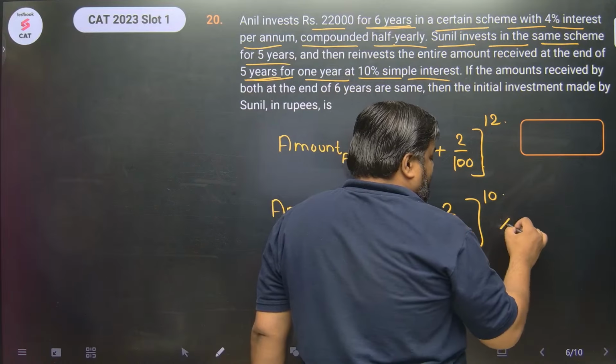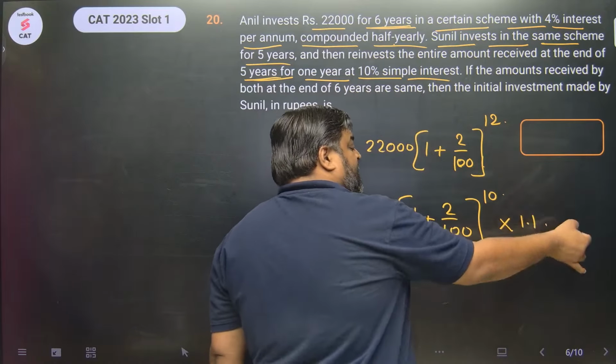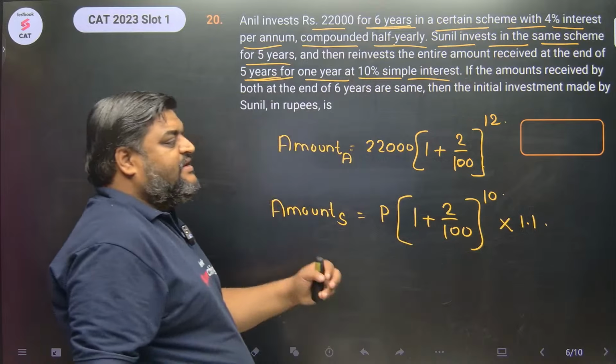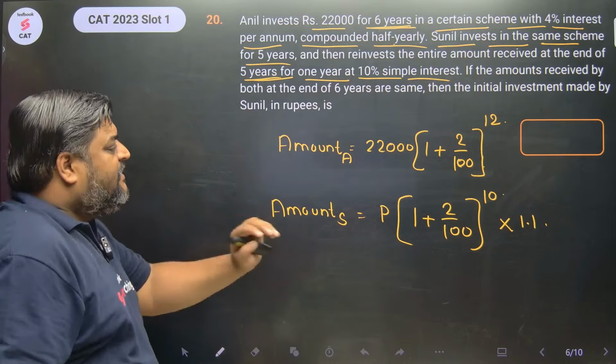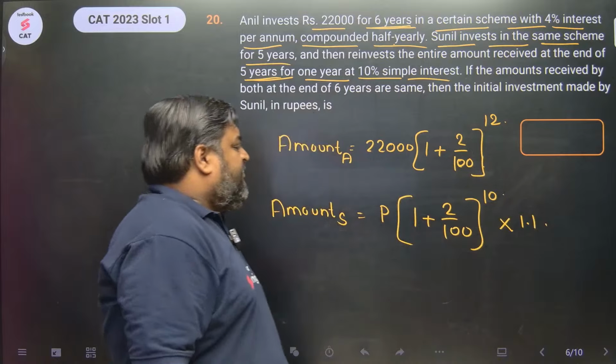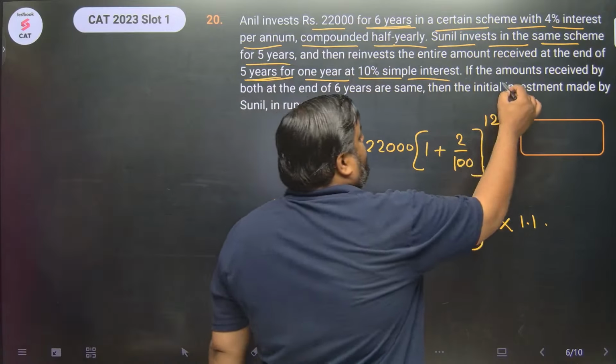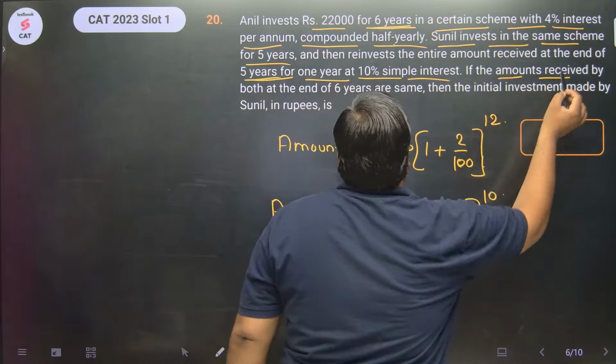And for the 6th year there is simple interest of 10%, so for the 6th year I have to multiply it by 1.1. For the 6th year, the amount at the end of the 6th year will be more by 10%, so we'll have to multiply it by 1.1, and according to the question the amount received by both at the end of 6 years is the same.